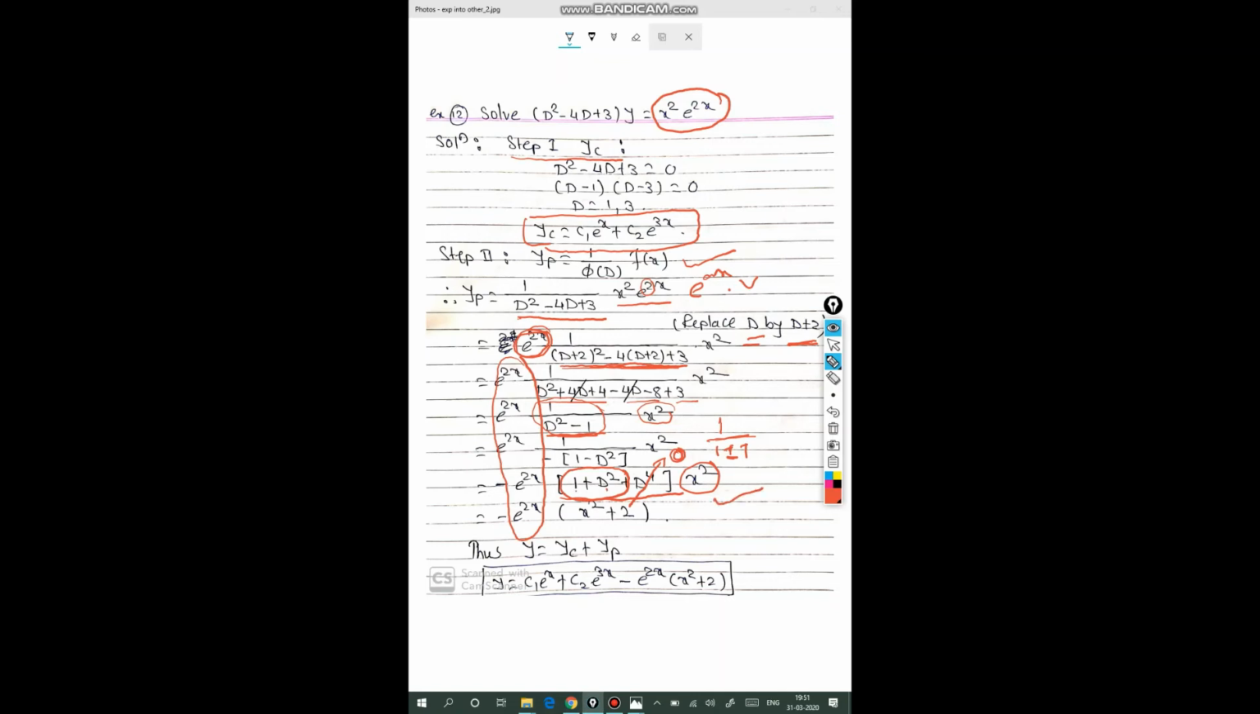Now x square into 1 is x square here, and D square of x square, the second derivative of x square, is 2. And at the end, yc plus yp is the complete solution. That is our first example.